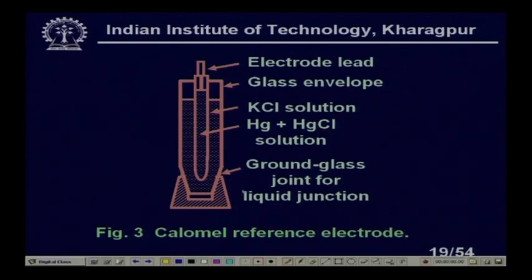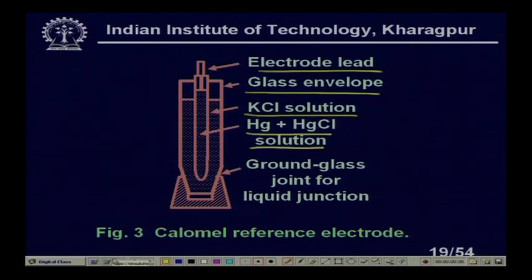We have a ground glass joint here. This is put on some solution, so that it should not dry up. We have Hg and HgCl solution. And this is a glass envelope, and this electrode lead is coming, and this is a KCl solution.